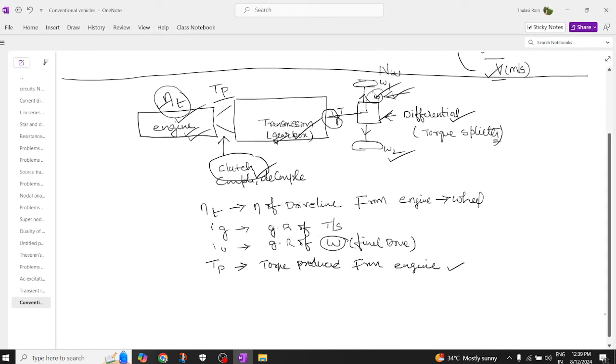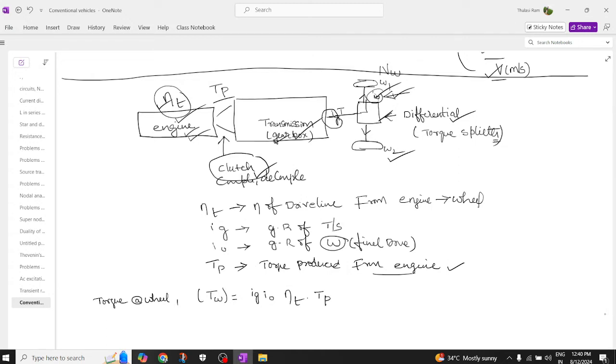So I need to find out what is the torque at the wheels. So what is the torque developed at the wheels? We are going to write it as torque developed at the wheels is equal to the product of the gear ratio of the transmission multiplied with the gear ratio of the final drive, multiplied with the efficiency of the drive line from engine to the wheel, multiplied with the torque of the power plant. It's nothing but torque produced from the engine. So this is how we relate all these concepts one by one.